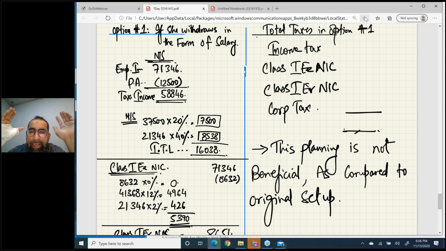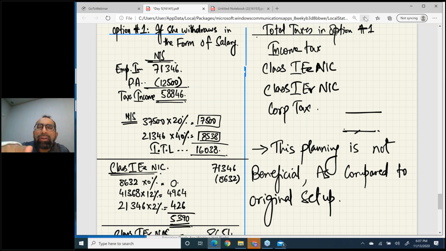So again let me sum up. In option number 1, she withdrew everything as a salary and class 1 employer NIC. So no more taxable profits with the company. Company's taxable profits is 0, so no corporation tax liability arises in this case.